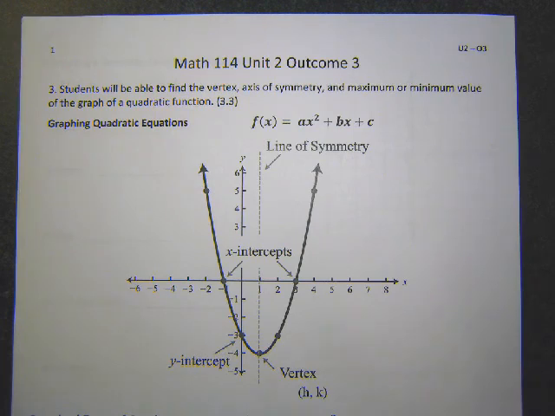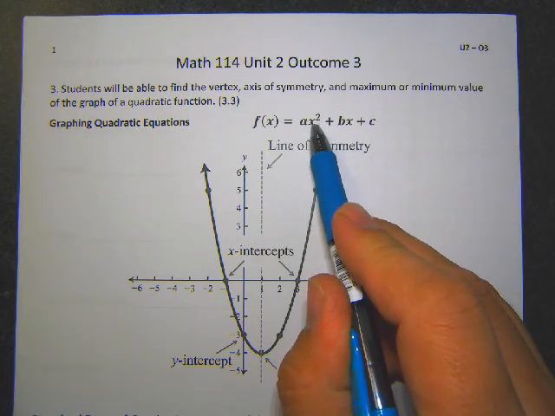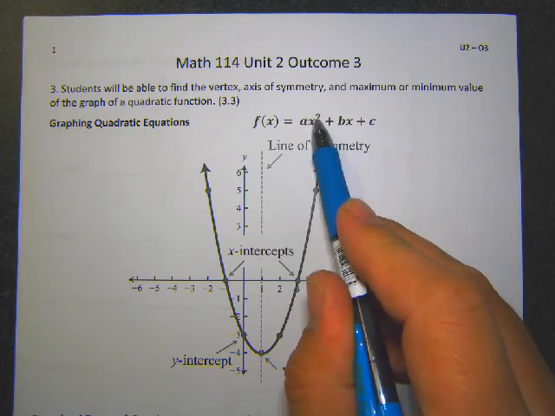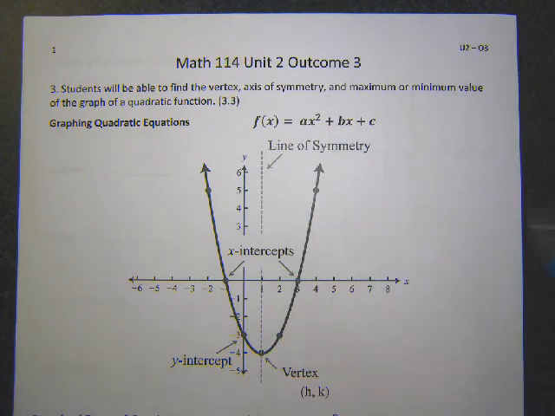Remember, it's a quadratic equation because it has an x squared in it. That's what makes it special, makes it a quadratic equation. We'll deal with equations with higher powers later, but right now we're dealing with things that just go up to the x to the second.